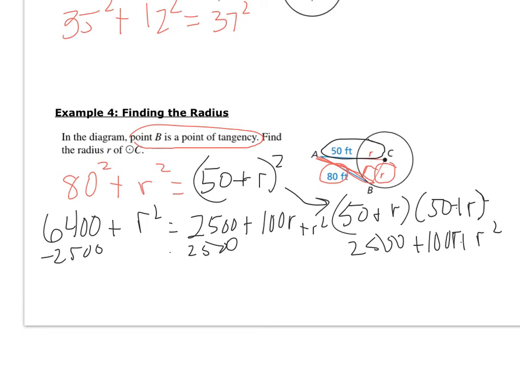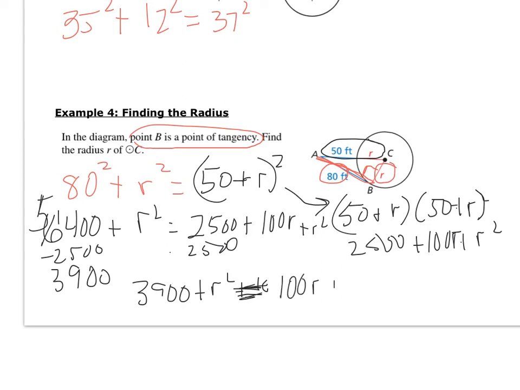I don't have my calculator with me, so bear with me. It's going to give me 14 minus 5 is 9, and then 5 minus 2 is 3, so I have 3,900. So now I have 3,900 plus r squared is equal to 100r plus r squared.